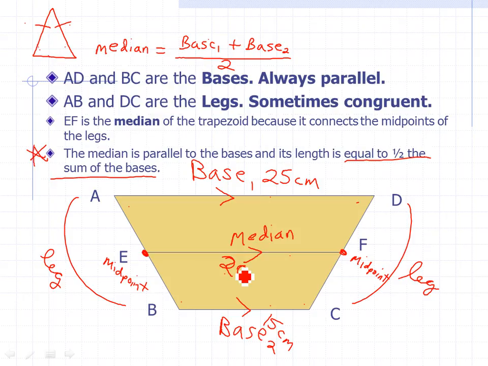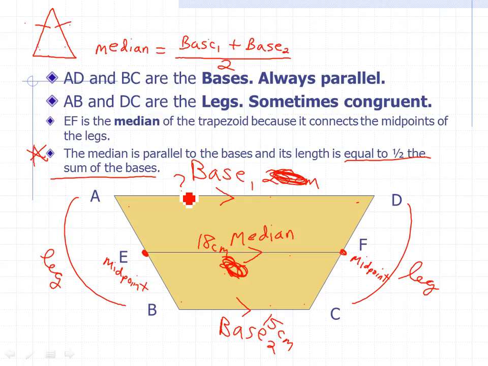What if I did this? Let's get rid of those two. We'll leave that one 15. What if I told you the median here was 18 centimeters? Could you find the other base? Yeah. How would you go about doing that? You have to put base 2 in there, and the median in there. So you could use the formula backwards, right?